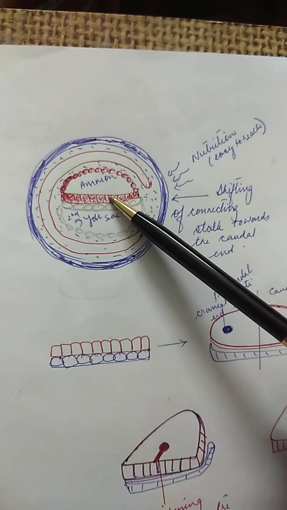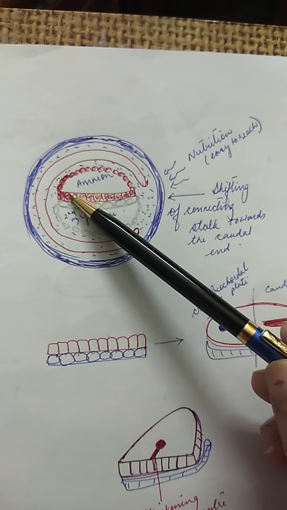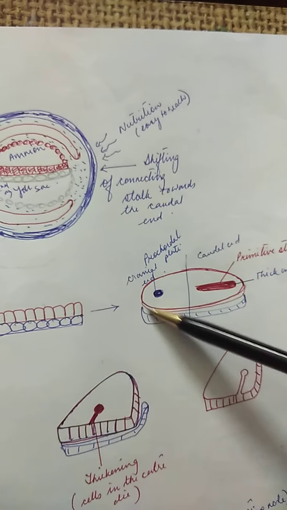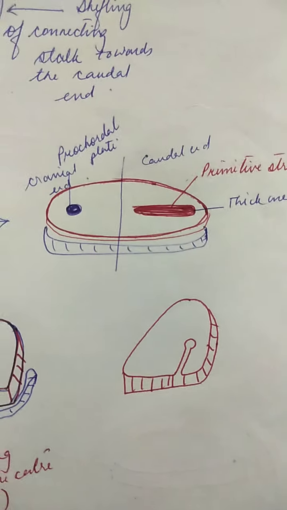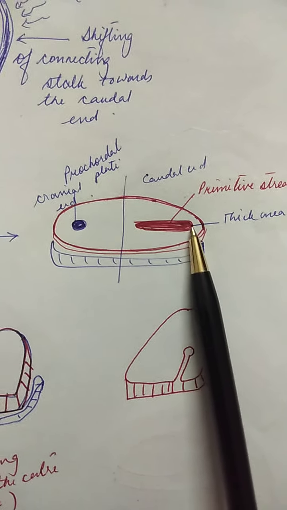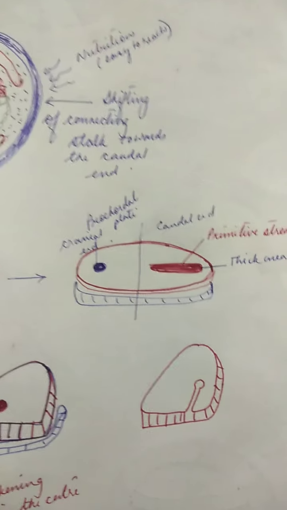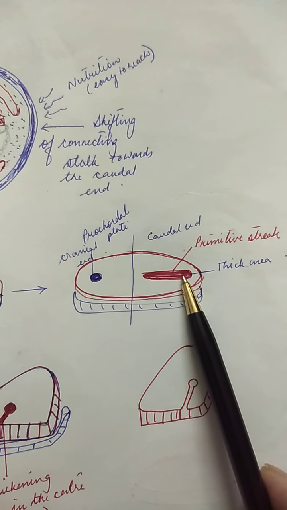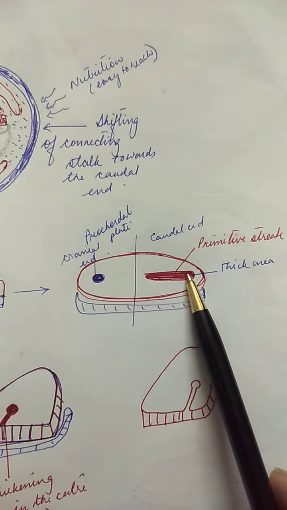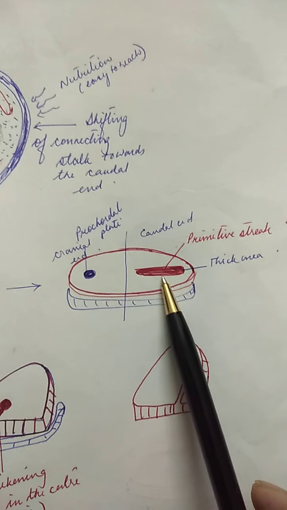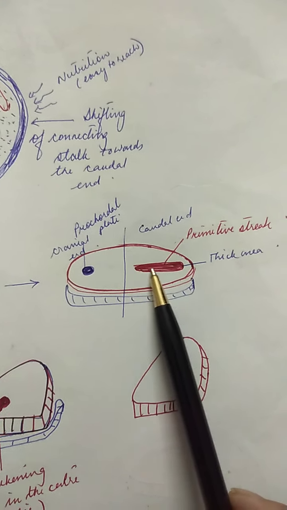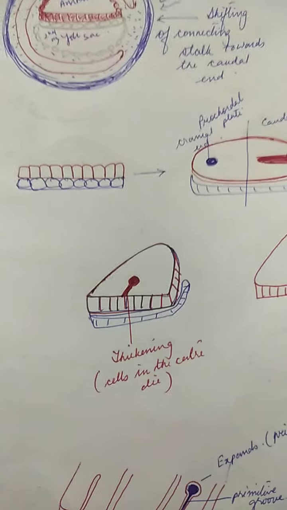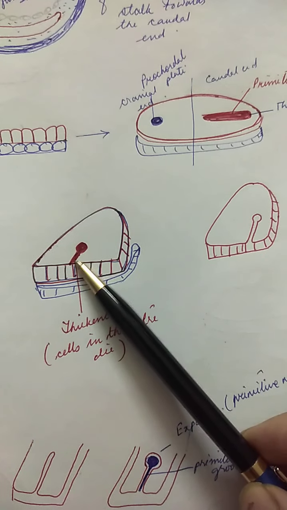Next, let us see how the three germinal layers are formed. This is the embryonic disc, as you can see here. This is the caudal end. A thickened structure forms along the middle in the epiblast near the caudal end. This is known as primitive streak. Here we can see primitive streak.